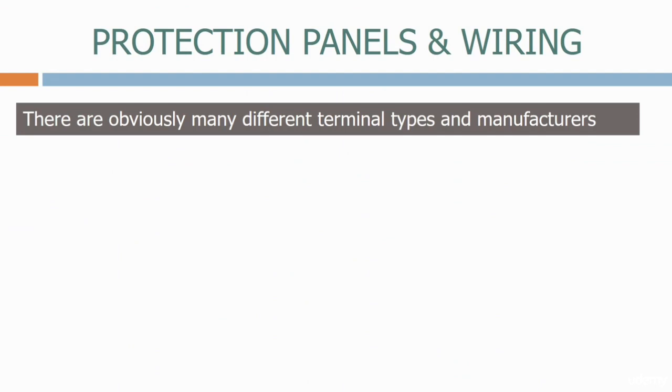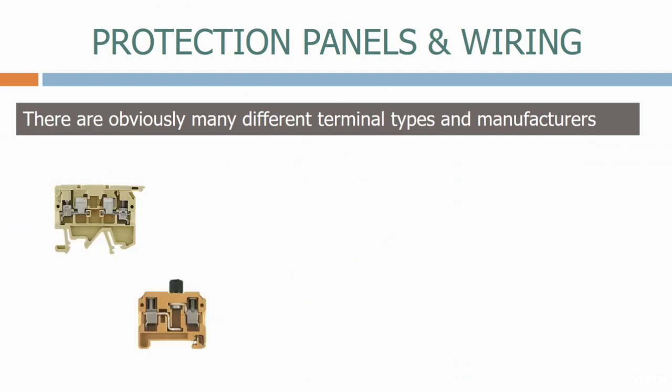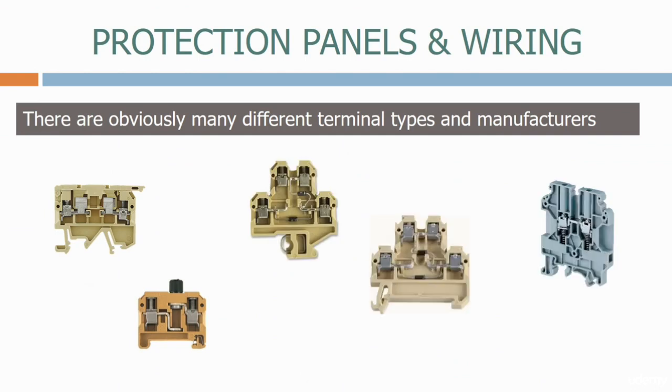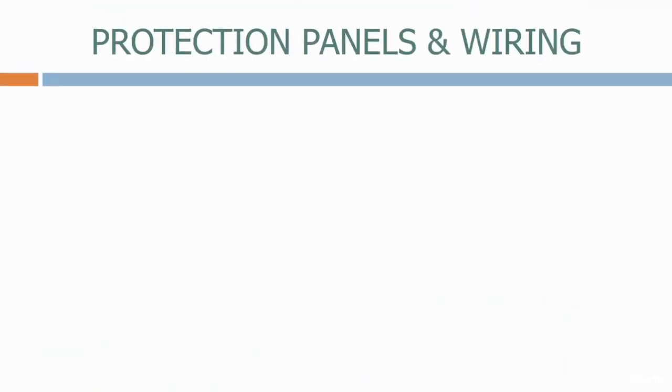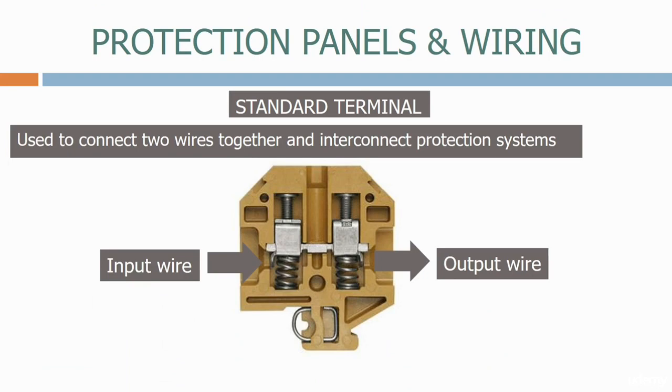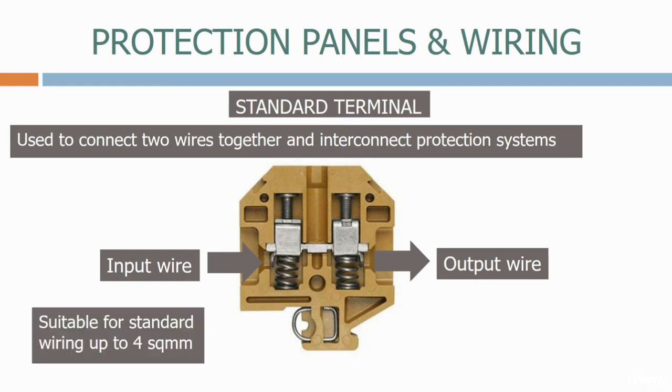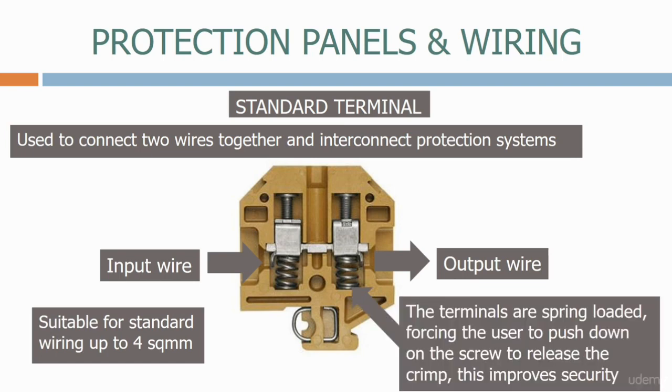There are obviously many different terminal types and manufacturers. Let's look at the most common. Firstly, we have the standard terminal. The standard terminal is used to connect two wires together and interconnect protection systems. They're suitable for standard wiring up to 4 square millimeter. The terminals are spring-loaded, forcing the user to push down on the screw to release the crimp. This improves security.